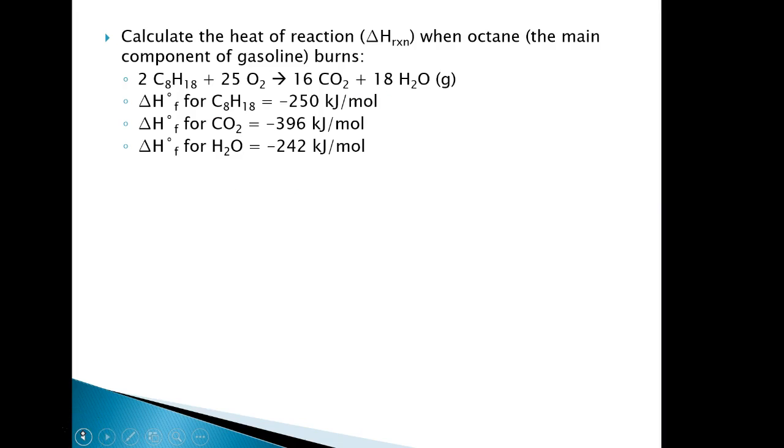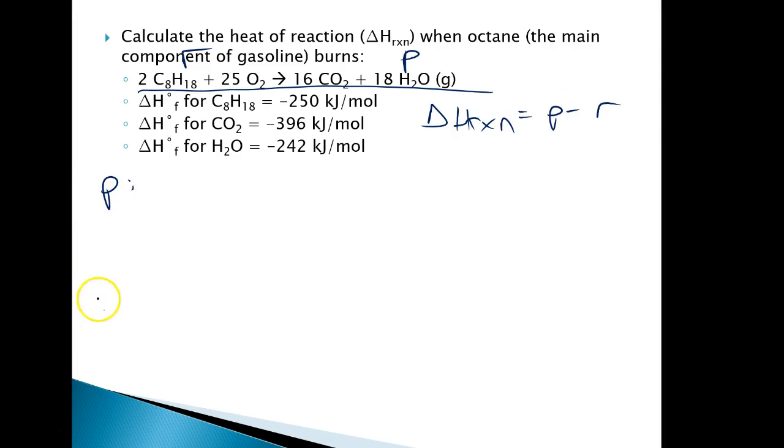Okay, so let's practice this one. Calculate the heat of reaction when octane, which is the main component of gasoline, burns. Here's your balanced chemical equation. Products on this side, reactants on this side. Heat of reaction is products minus reactants.